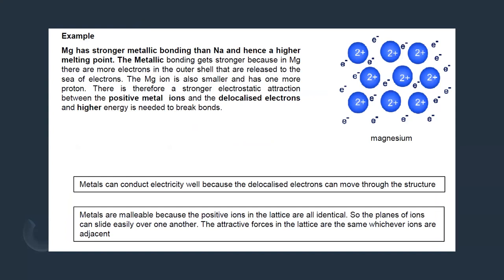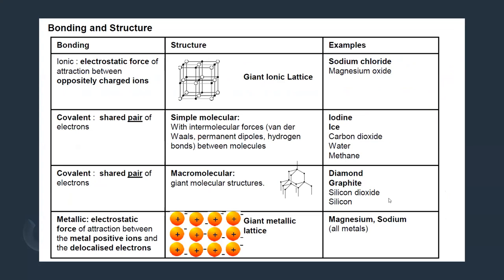Now when we compare the structures and bonding, the first one is ionic bonding. Ionic bonding is the electrostatic attraction between positive and negative ions. It forms a giant lattice with alternate positive and negative ions, for example sodium chloride or magnesium oxide. Whereas a covalent bond is formed by the sharing of electrons. Simple covalent substances have weak van der Waals forces between molecules and a finite number of atoms in the molecule, such as carbon dioxide, water, methane.